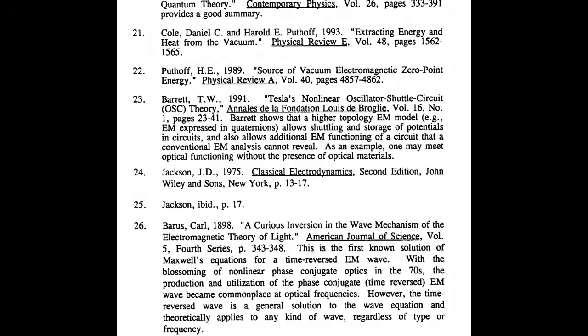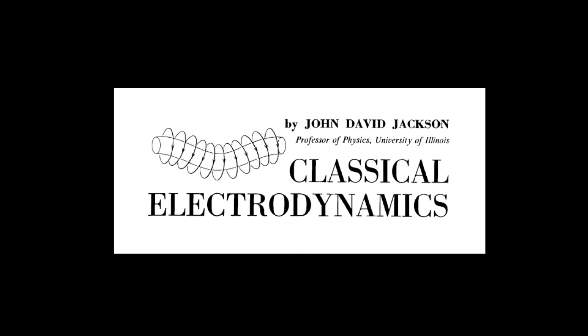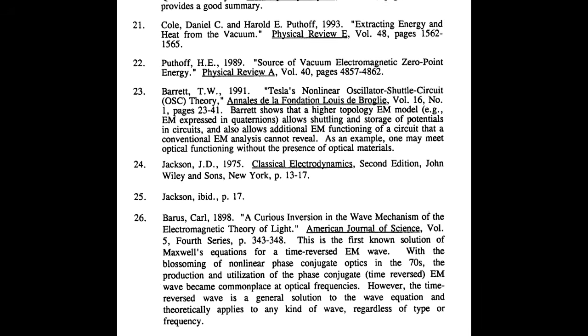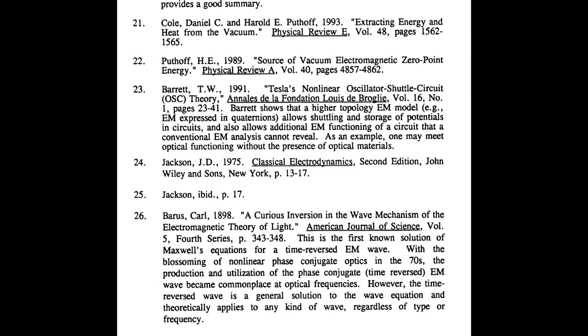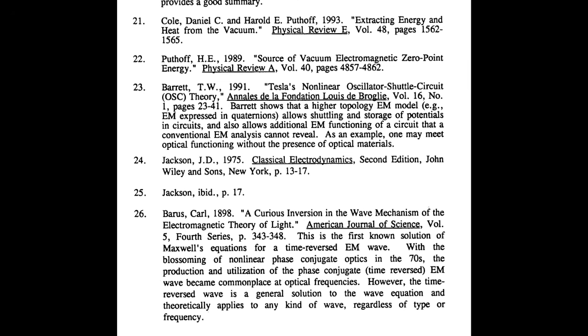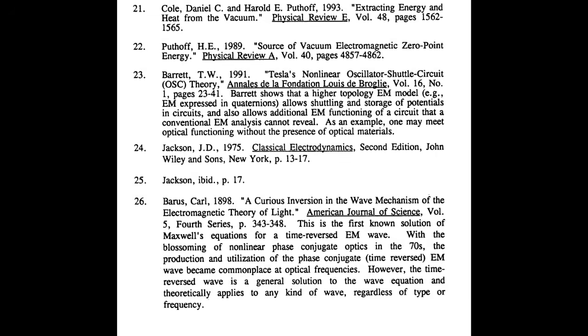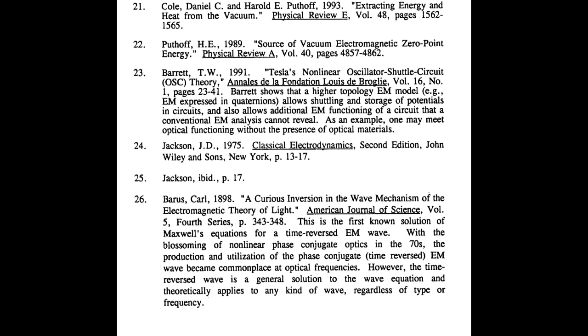Jackson, J.D., 1975. Classical Electrodynamics, 2nd edition, John Wiley & Sons, New York, pages 13 to 17. Jackson, page 17. Bakker, Carl, 1898. A Curious Inversion in the Wave Mechanism of the Electromagnetic Theory of Light. American Journal of Science, Volume 5, 4th Series, pages 343 to 348. This is the first known solution of Maxwell's equations for a time-reversed EM wave.